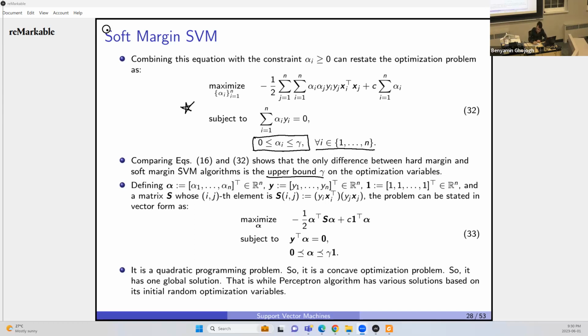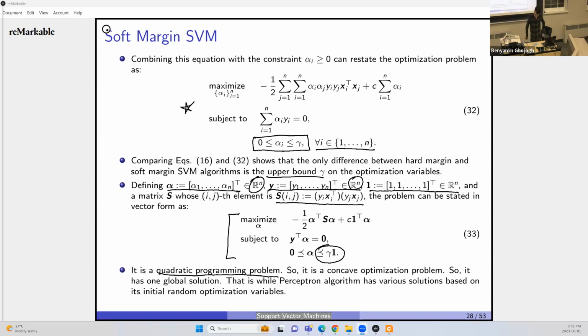Now let's write this in matrix form. Again, I put the alpha i's in an n-dimensional vector, the y i's in an n-dimensional vector, one is the vector of ones, and S i j I define as before. I had this before. The only difference is that the elements of the alpha vector are less than or equal to gamma. In matrix form, gamma times one is gamma times the vector of ones. And as you see, it's again a quadratic programming problem, so we can use the interior point method, optimization toolboxes, or quadratic programming to solve this.